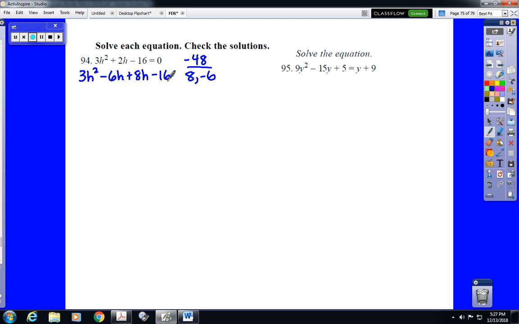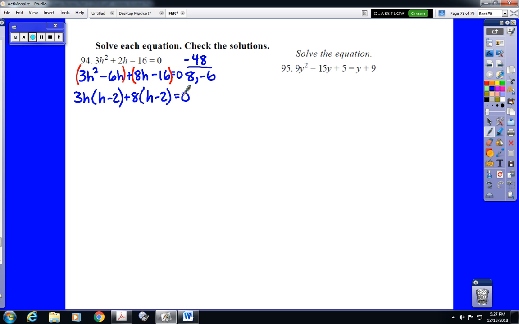So I'm going to break up that middle term into a negative 6h and a positive 8h. Now remember that this still equals 0, but we're not worried about the equals 0 right now. We're going to group the first two and group the second two, and we're going to factor out the greatest common factor. The first set of parentheses, I can take out a 3h, which would leave h minus 2. Second set of parentheses, I can take out an 8, which would leave h minus 2.